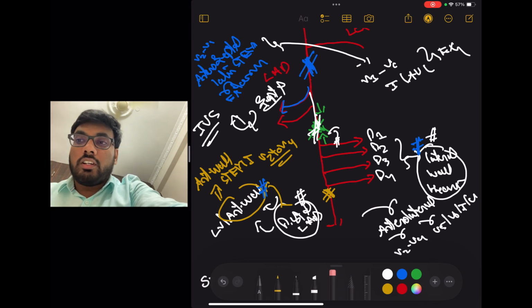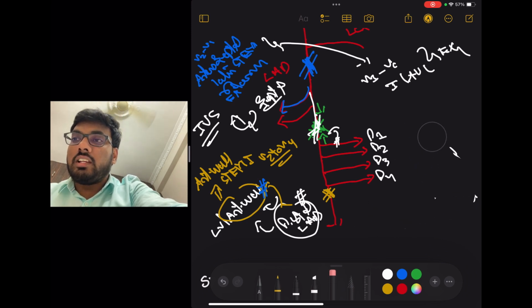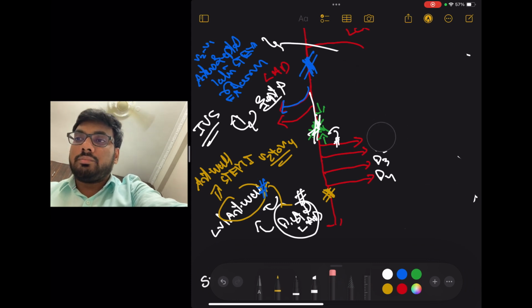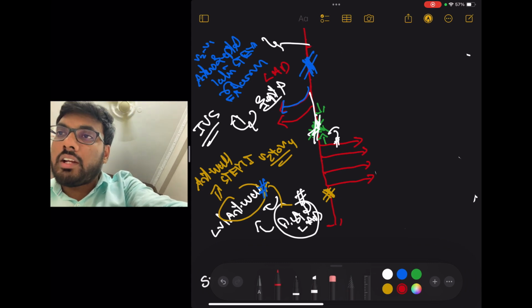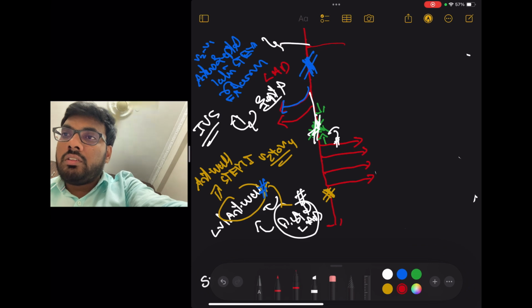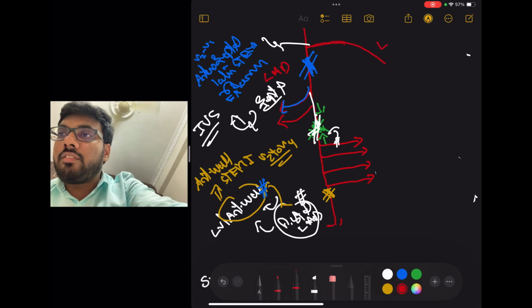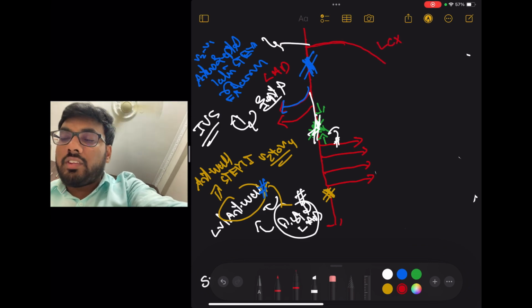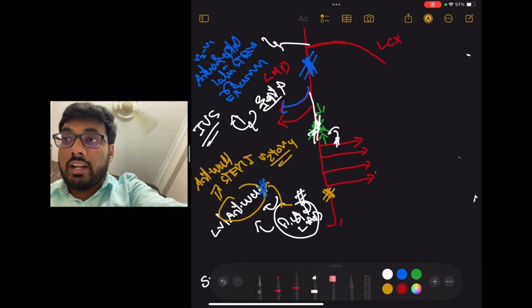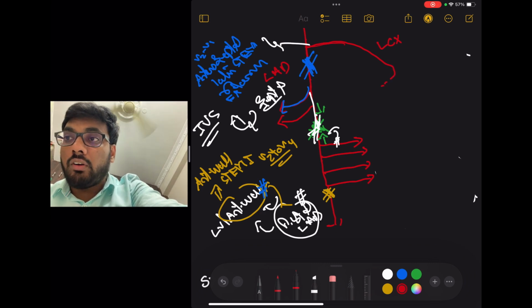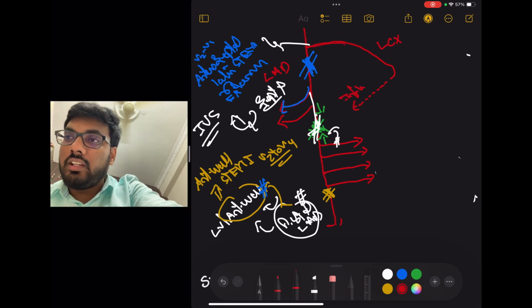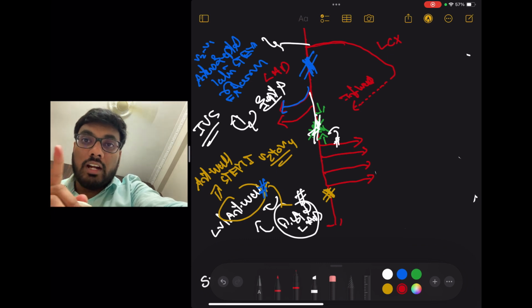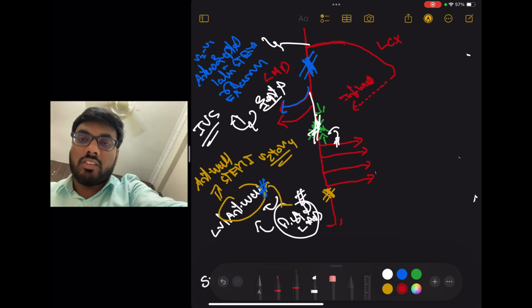So let's also discuss the LCX, the left circumflex artery. Right, this is the LCX. I told you it bifurcates into the LCX and LAD. The left circumflex artery winds around the heart and enters the posterior atrioventricular septum, supplying the inferior wall of the heart. Remember that the inferior wall of the heart is supplied by the RCA as well as by the LCX.